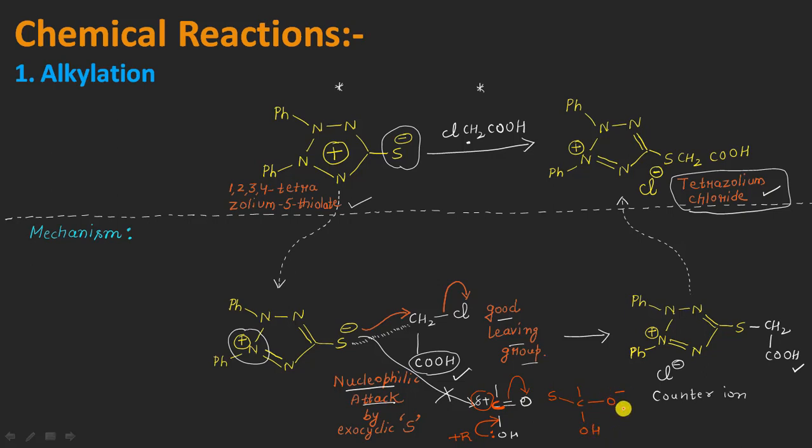So now what happens is that the shifting of these electrons, sending the OH negative out of the system, will never be possible because it is not a good leaving group, it is a poor leaving group, okay? So this is the reason why the sulfur negative is not attacking on the carbonyl of this carboxylic acid. Instead, it will be attacking on this carbon here, releasing the Cl negative out of the system, following this type of tetrazolium chloride by this mechanism here. Okay, so this is all about the first chemical reaction, that is the alkylation.